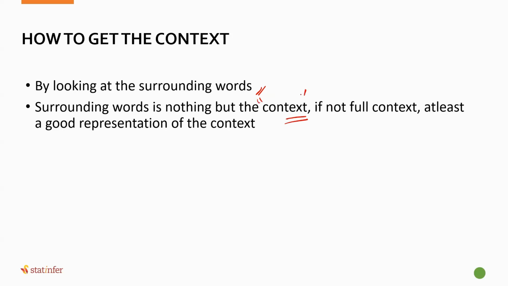Surrounding words are nothing but the context. Context is a kind of abstract term. It is at a latent level. Nobody tells us this is a context, or in the text, we will not get information that this is a context. This is latent, this is hidden. Context is hidden in the words. So if you look at the surrounding words, then you will get the context.